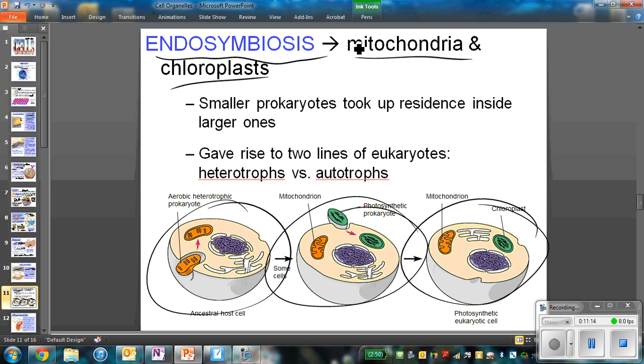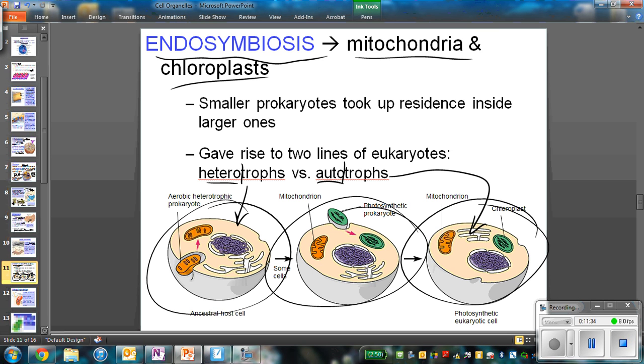These two lines of cells: heterotrophs, which have mitochondria in them, and autotrophs, which are plants, which can make their own food. So with a heterotroph, you eat other organisms, making you a heterotroph. Autotrophs make their own food. You use other organisms for food.